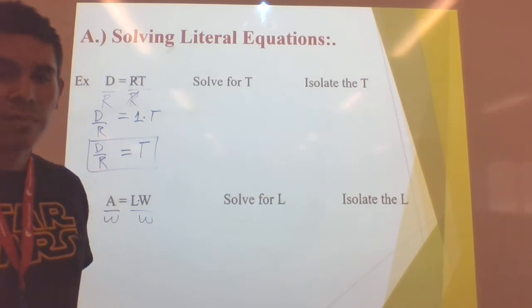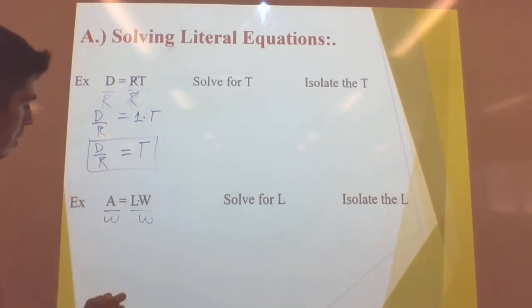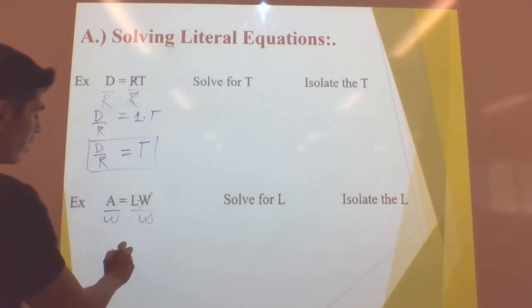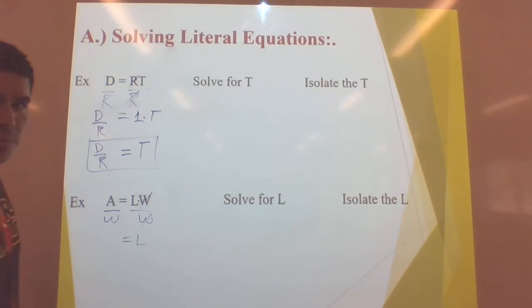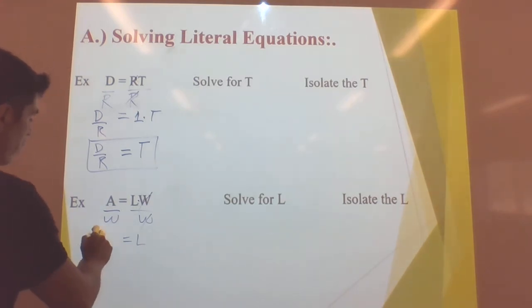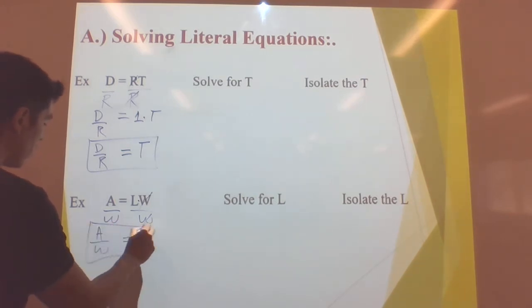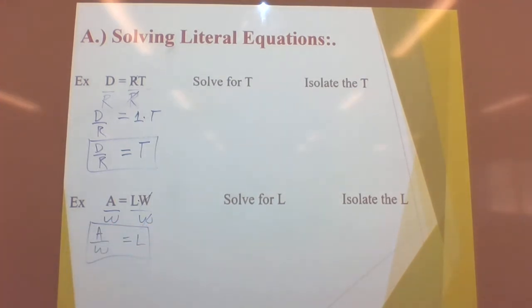Okay? If we divide both sides by W, the W's cancel out, they divide out. You get 1. 1 times L is just going to be L. L equals A divided by W. What's A divided by W? We don't know, so we're just going to leave it like that. Okay? L equals A divided by W.